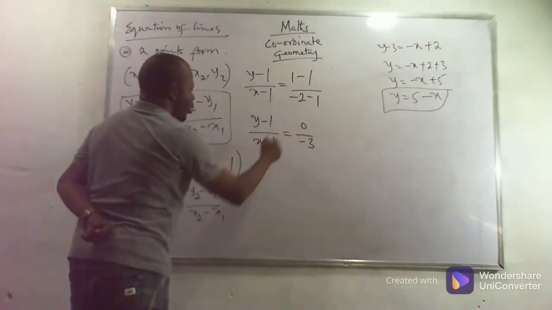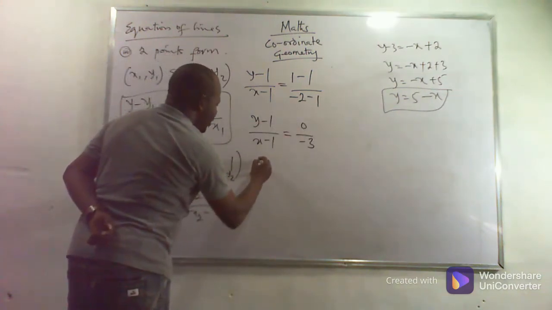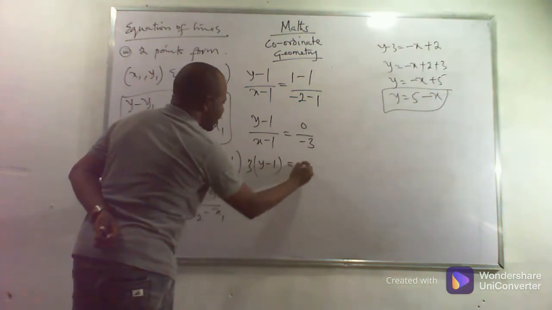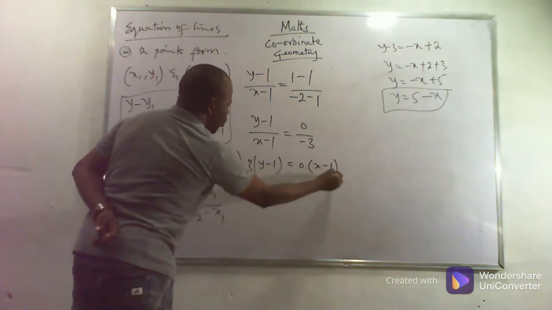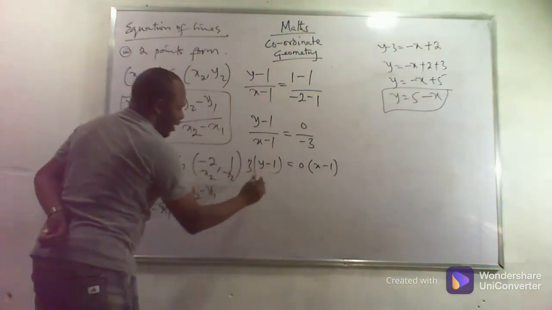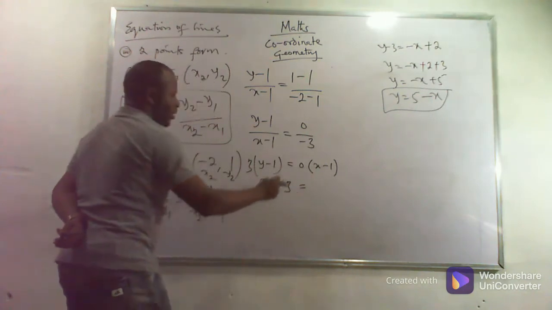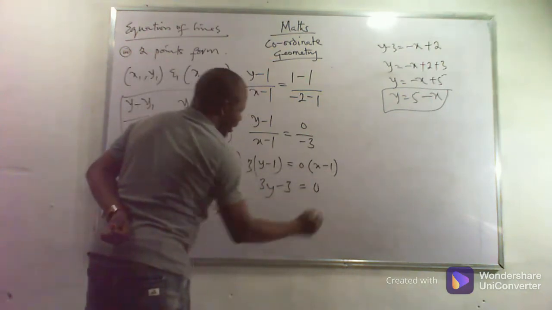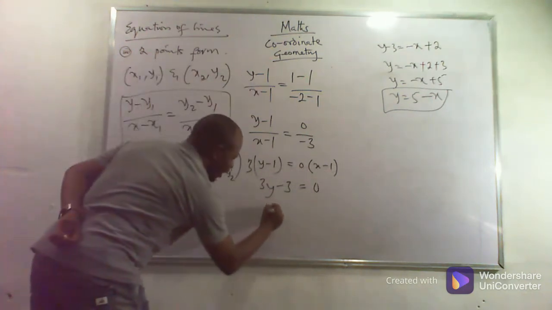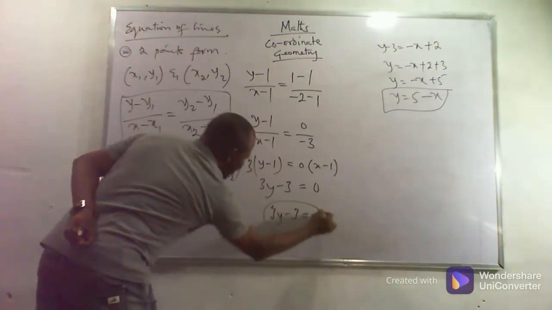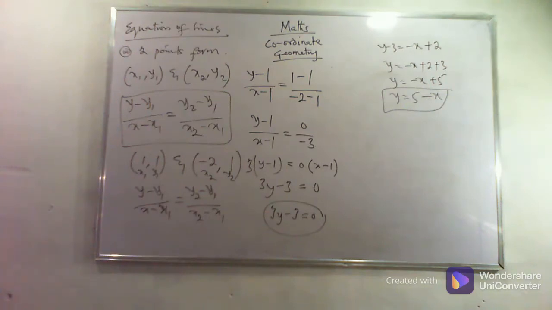So if we cross multiply, we have y minus 1 bracket 3 equals 0 bracket x minus 1. Open the bracket, this times this 3y, this times this minus 3 equals this times this 0. So it means the equation of the line is 3y minus 3 equals 0. This is the equation of that line.